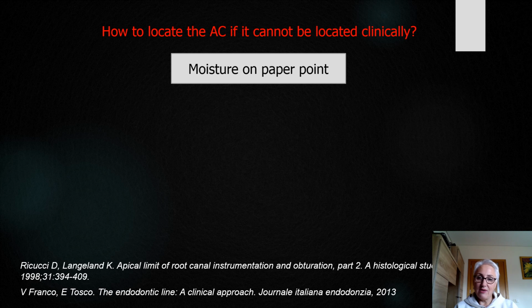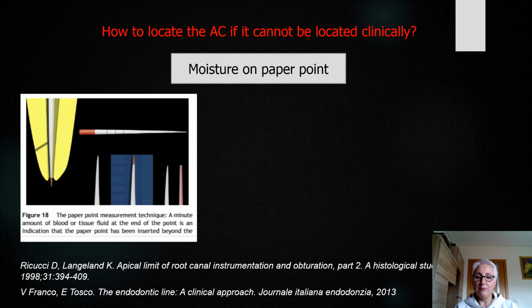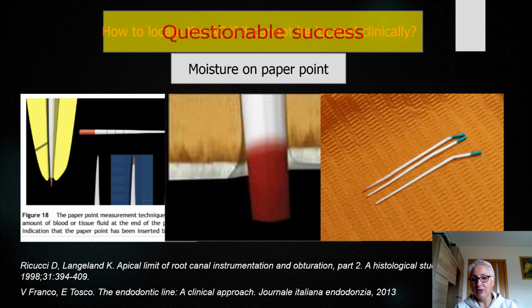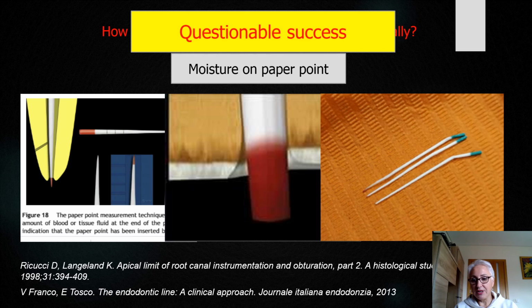Another method, also very old, is moisture on a paper point. When you insert a paper point and then extract it, you measure the millimeters with blood or tissue liquid on it. It shows that you are beyond the apical constriction. However, I don't think this method is reliable, and that we can use it for our working length determination, because if we use it, we will have a questionable success too.